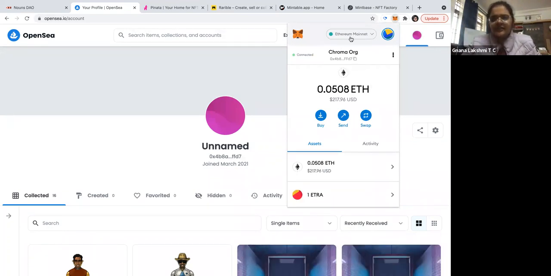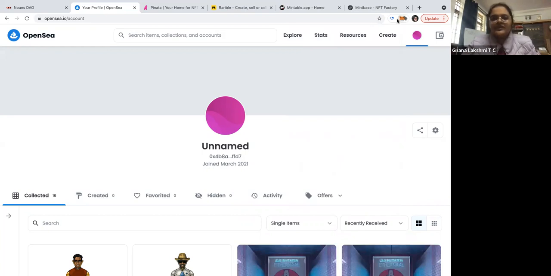So this is my Ethereum mainnet account. It's a public blockchain, so I don't really mind sharing this with you. I also have an NFT called Etra. It was an art piece gifted to me by somebody. But basically you can store all your fungible and non-fungible tokens within this wallet.